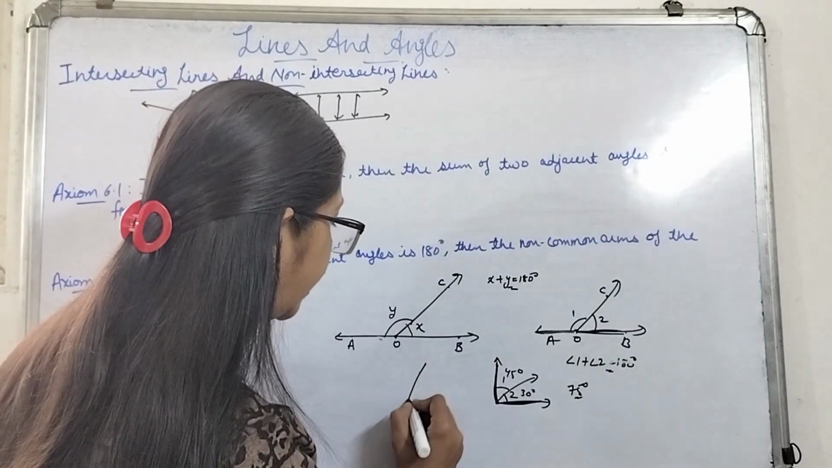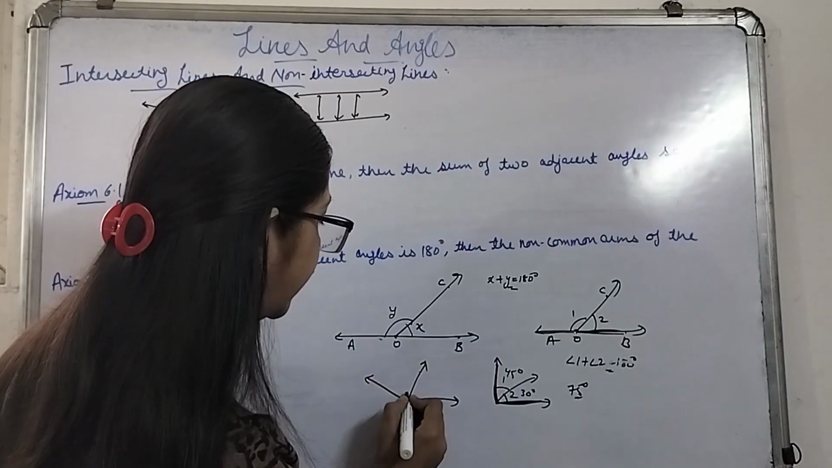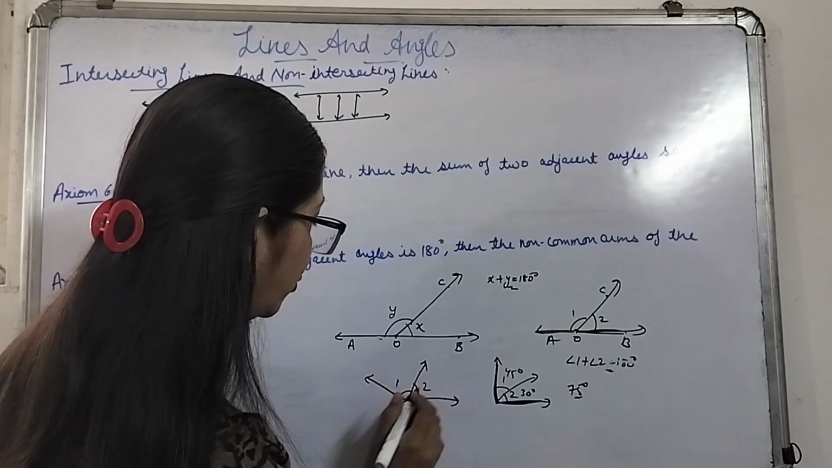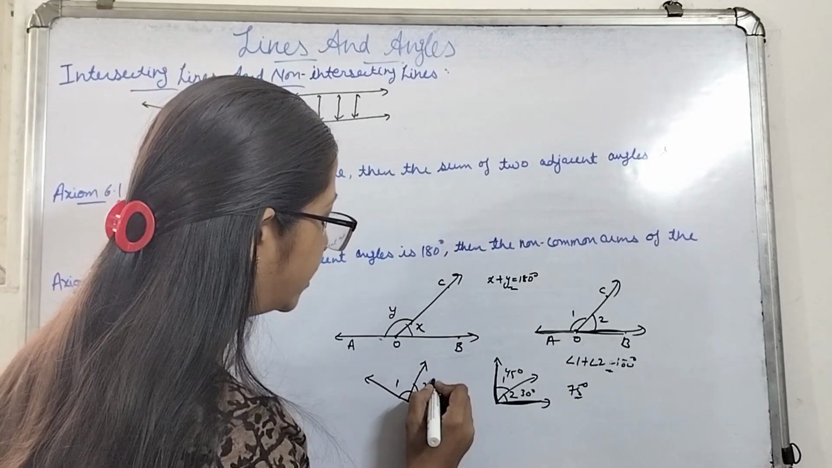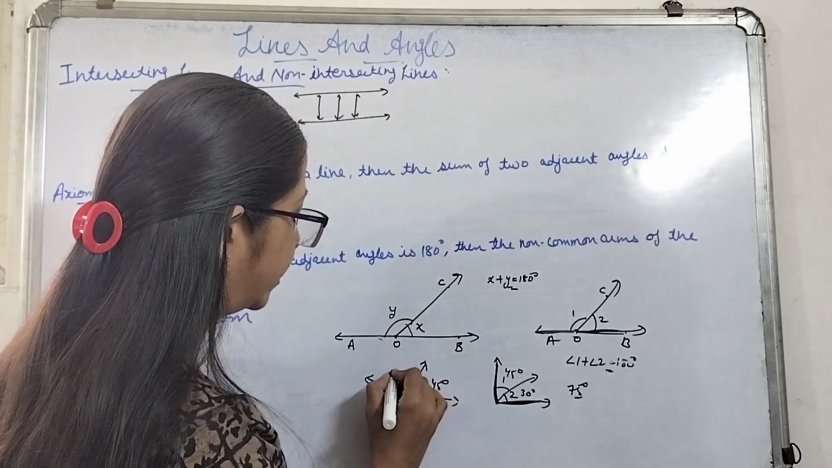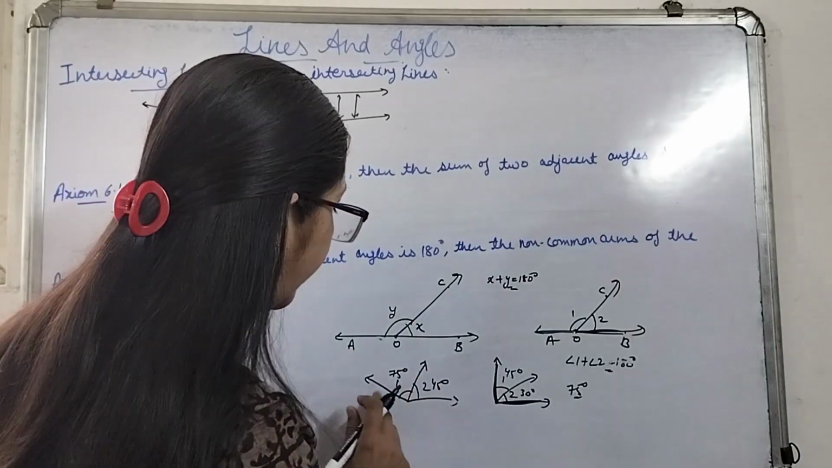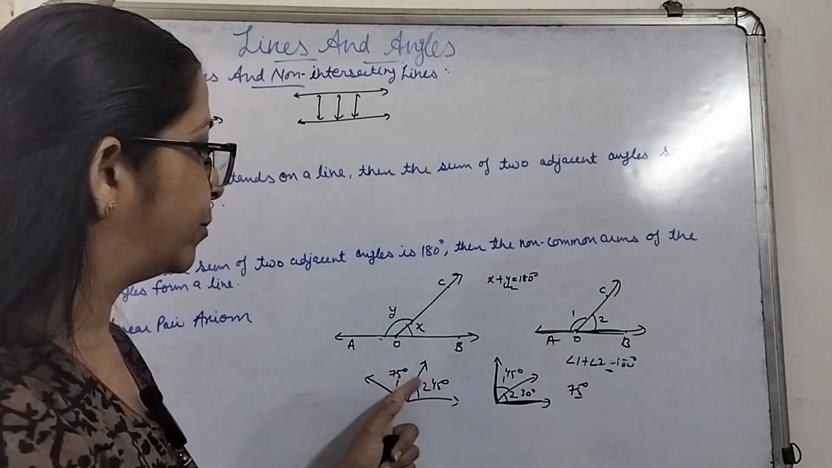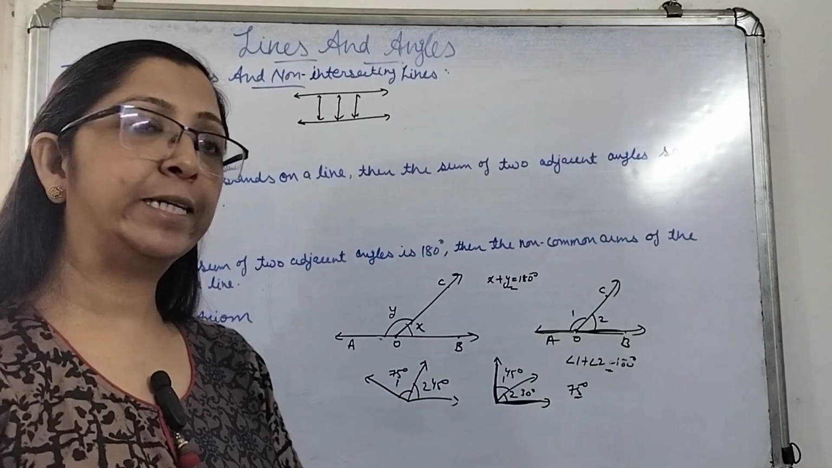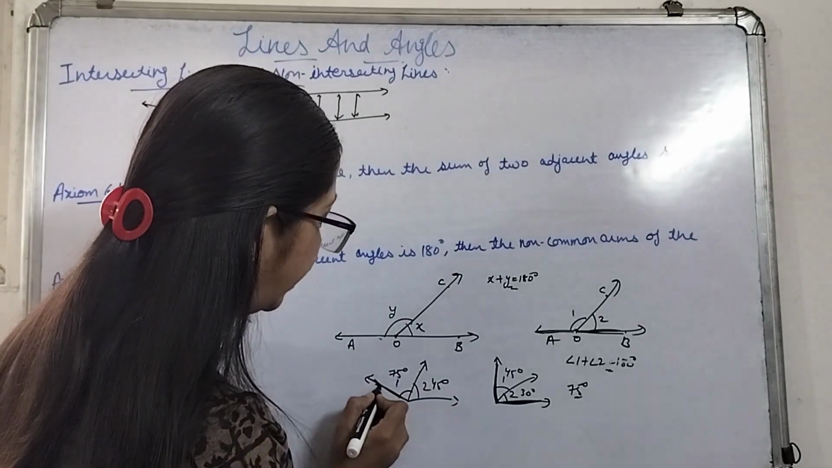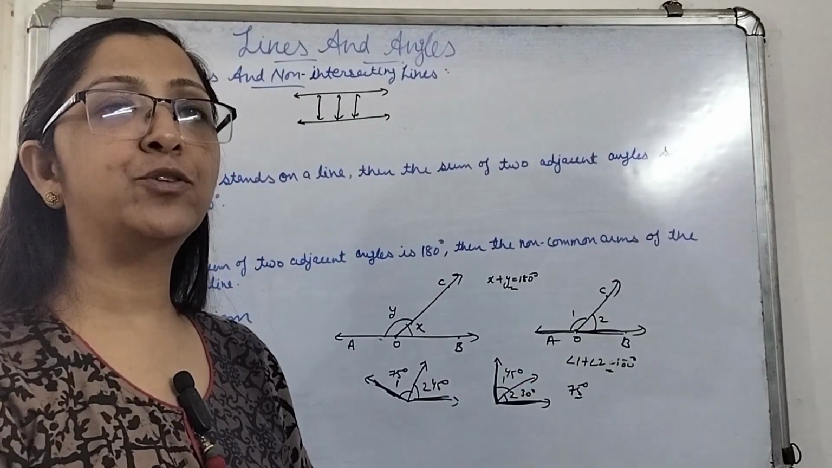Now suppose I am going to take this as an example. It is even an adjacent angle. Suppose this is angle 1, this is angle 2. So angle 1 and angle 2 are your adjacent angles. Suppose over here this is 45 degrees and this is say 75 degrees. So angle 1 plus angle 2 will be 120 degrees. Because it is not equivalent to 180 degrees, that's the reason the non-common arms are not forming a straight line.